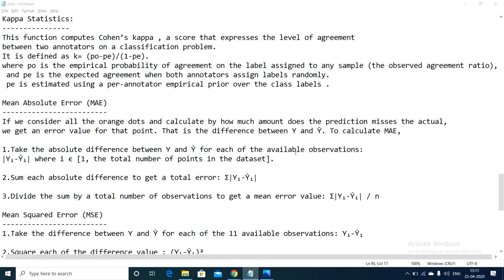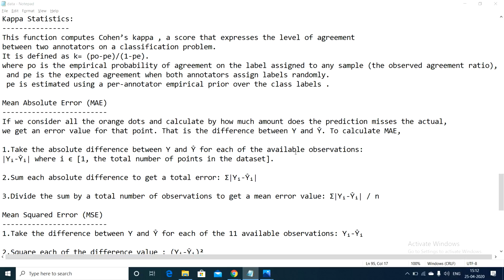Now we will be talking about kappa statistics, mean absolute error, mean square error, and root mean squared error. Now, what is this kappa statistics telling us? See here, this is a function that computes Cohen's kappa, a score that expresses the level of agreement between two annotations on a classification problem.